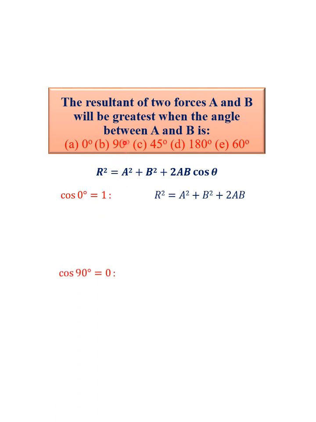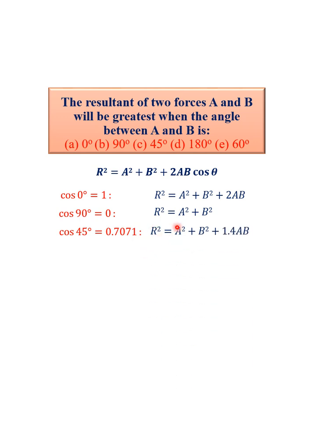Let's try cos 90. Cos 90 is 0. If you put 0 here, it means that 2ab times 0 is 0, and this part will go out and you'll be left with r squared equals a squared plus b squared. Let's try cos 45 degrees. Cos 45 degrees is 0.7071. If you multiply 2ab by 0.7071, it becomes r squared equals a squared plus b squared plus 1.4ab. When 2 multiplies 0.7, it gives 1.4 times ab, 1.4ab.